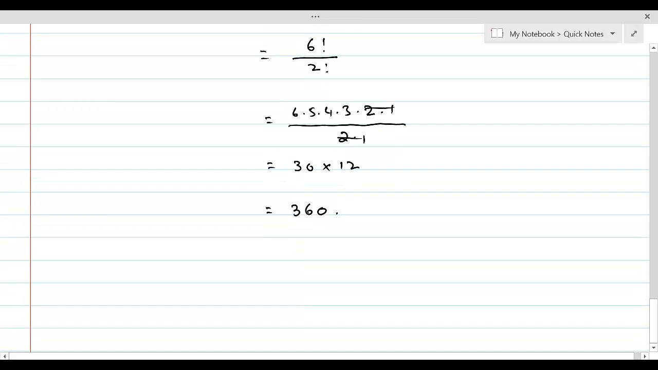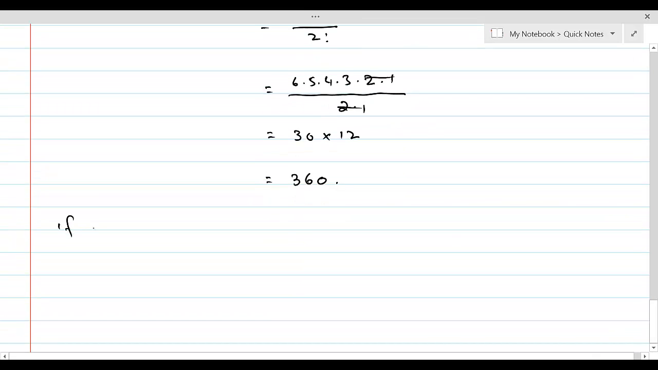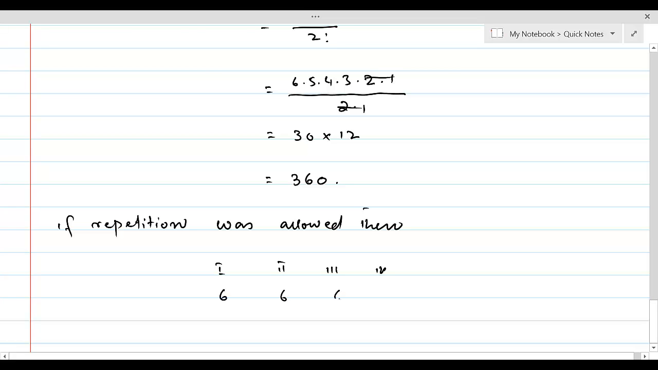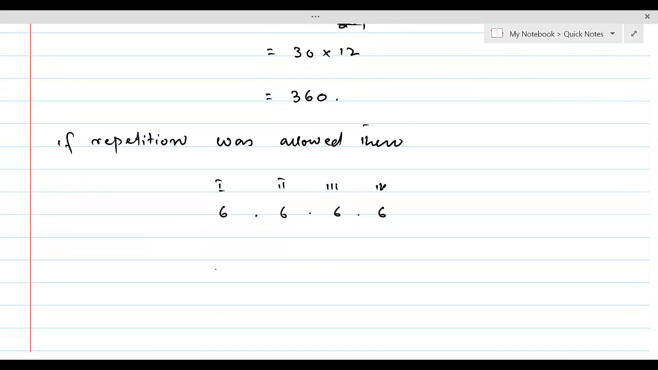And if repetition was allowed, then for the first position, second position, third position and fourth position, all 6 would be available for all the 4 positions. Therefore the number of arrangements would be 6 power 4, which of course can be simplified.